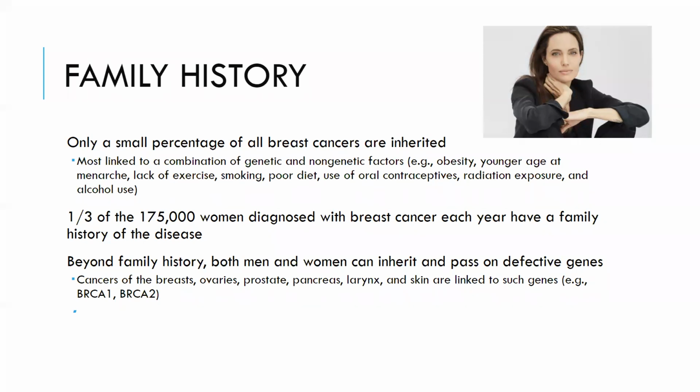So again, big takeaway is that these are mutated versions of healthy genes that are inherited, not unique genes that other people don't have. Other takeaway from this slide is that family history boils down to genetic and non-genetic factors. So it is important to distinguish someone who has a BRCA1 mutation, for instance, from someone who simply has a family history, because they are different.